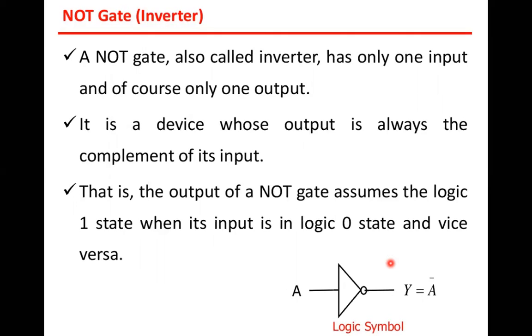It is a device whose output is always the complement of its input. Like 1's complement. What is 1's complement? 1's complement of 1 is 0. 1's complement of 0 is 1. So it's an inverter. It is kind of a reverse, isn't it? That is, the output of a NOT gate assumes the logic 1 state when its input is logic 0 state and vice versa.